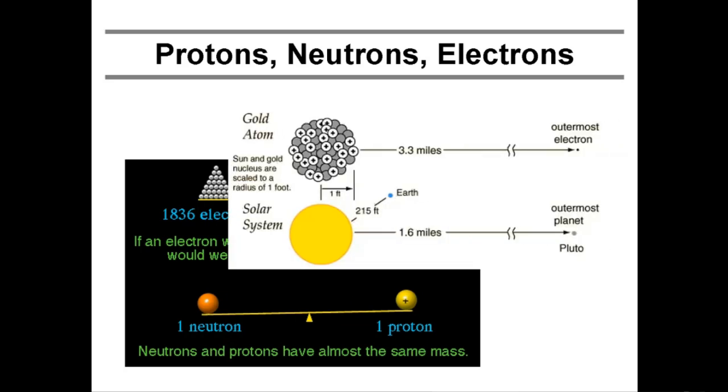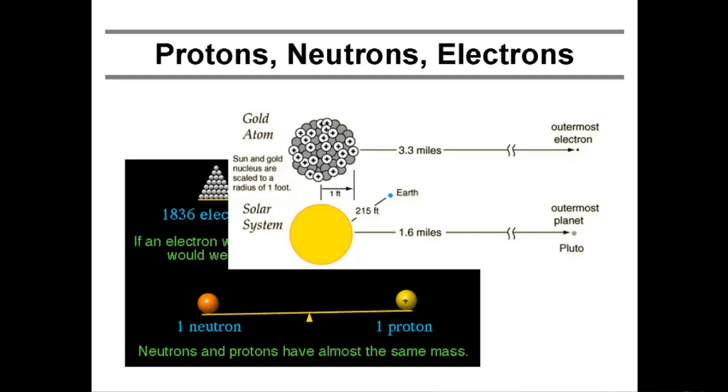Okay. Something else that's interesting, the nucleus and the shells are pretty far apart. To give you some idea, if we could shrink our sun to the size of the radius of 1 foot, think about the size of the sun as a large beach ball, right? And then we put the solar system to the same scale, our Earth would be then 215 feet away from this beach ball, and for our outermost planet far out, we would need to travel on that beach ball scale 1.6 miles to meet Pluto.